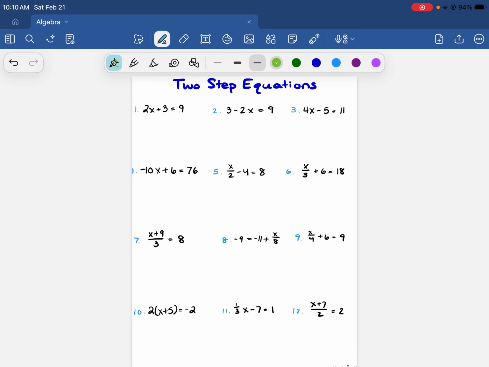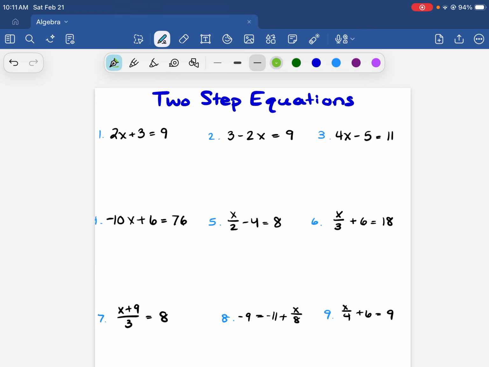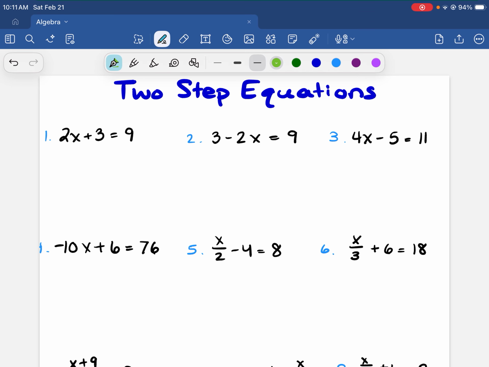Everyone, today I'm going to talk to you about two-step equations. So two-step equations just means that we're solving for a variable, solving for a letter, with two operations, or two steps. So when we solve two-step and multi-step equations, we want to reverse our order of operations.